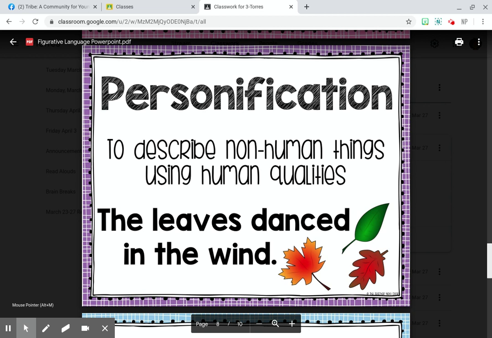Personification is when you describe non-human or non-living things using human qualities. So this example says the leaves danced in the wind. Can leaves dance like people? No, but this is an example of personification.